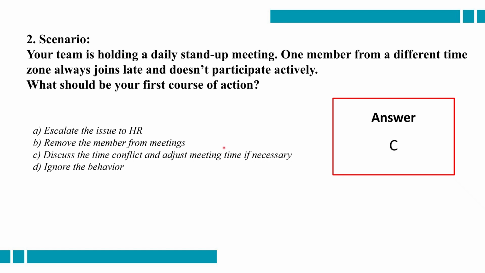So this shows that you are empathetic, collaborative, and solution oriented. Why not other options like A: escalate to HR? This is too early. HR is not needed for a timing issue. Remove the member from meetings. So that breaks the team spirit. Exclusion is never the first step. And last, ignore the behavior. If ignored, the problem will continue and affect team productivity. So, like in the articulation exam, always choose the answer that shows communication, collaboration, and problem solving, not escalation or ignorance. So here the correct option is option C.